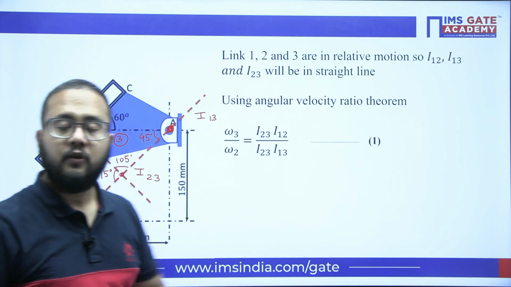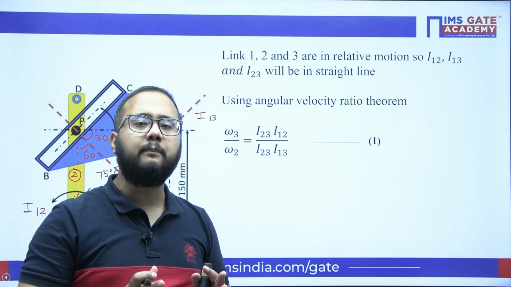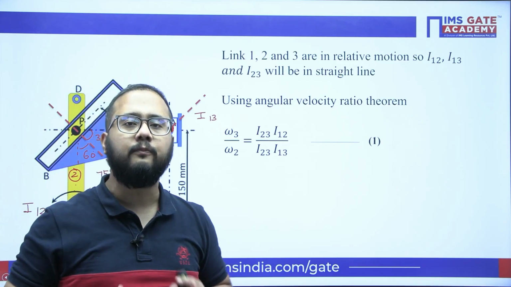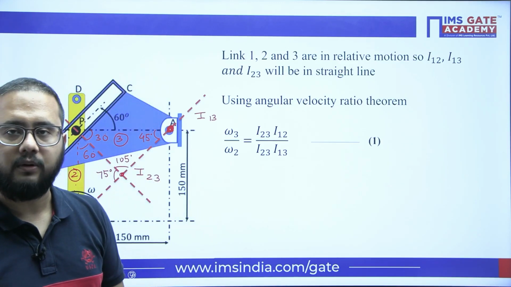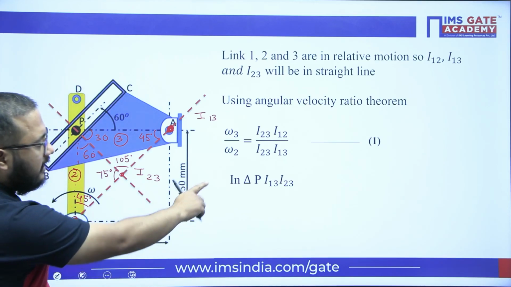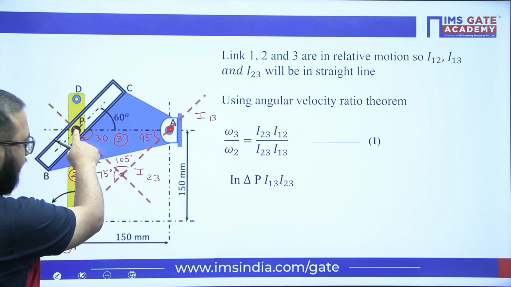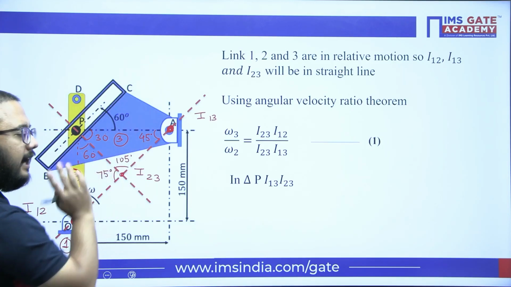answer. So this much basics of geometry part, sine rule of a triangle, cosine rule of a triangle, this basics we should know in order to solve simple mechanism problems, right? So in triangle PI13, okay, in triangle PI13 and I23, I can apply sine rule.